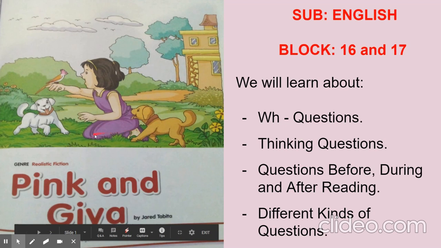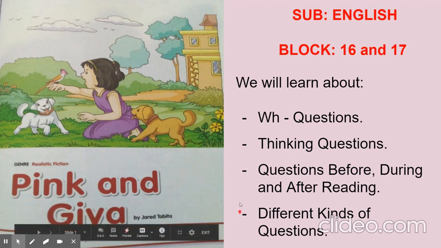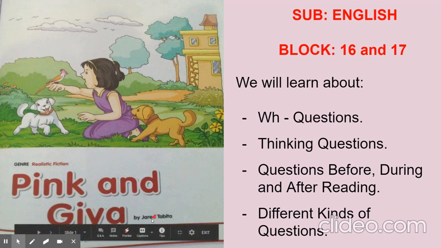If you see the picture here, you can see a small girl. There are two pet dogs, and there is a bird. It is a garden, and this is a house. This is the setting of the story. The keywords are flap, injured, crest, gust, and veterinarian. It is written by Jared Tabitha.